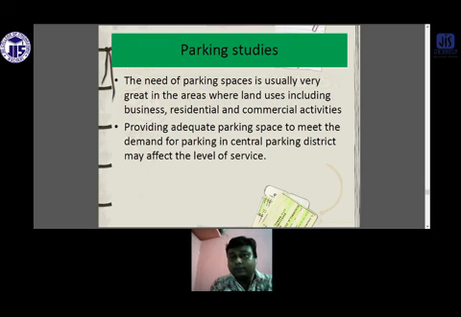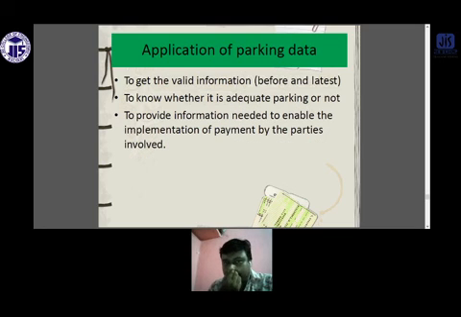Even in metro cities or sub-metro cities, an individual may take half an hour to 1 hour to find an empty parking space. Can you imagine? They spend 1 hour for shopping and 1 hour to find an empty parking space. So the parking situation is really pathetic in the Indian scenario due to the availability of less space for parking. Providing adequate parking space to meet the demand for parking in the central parking district may affect the level of service.